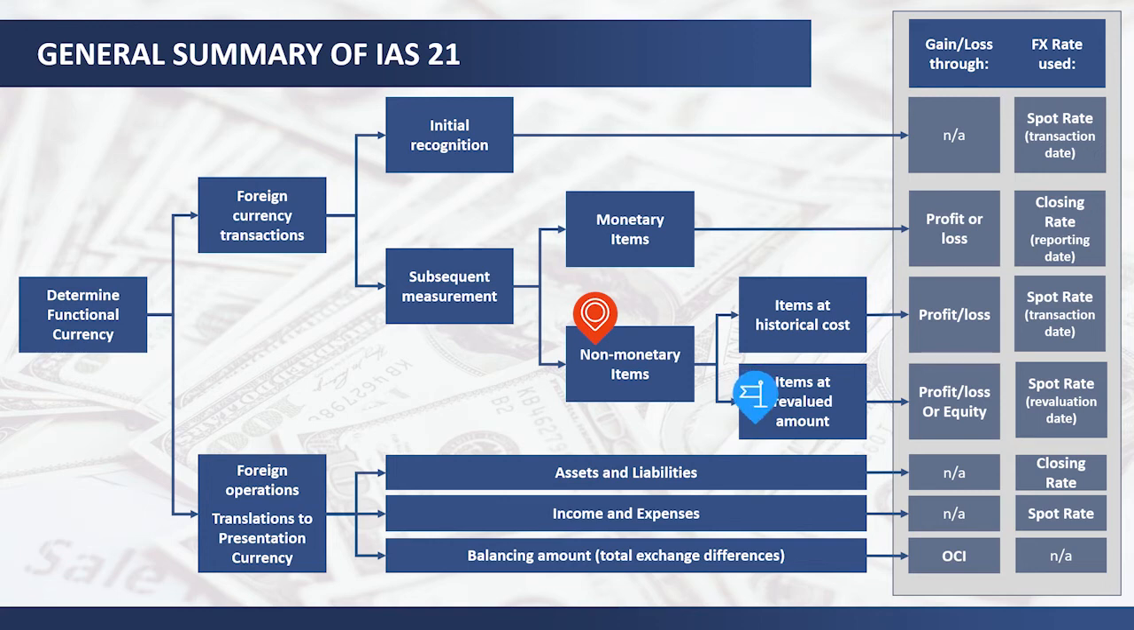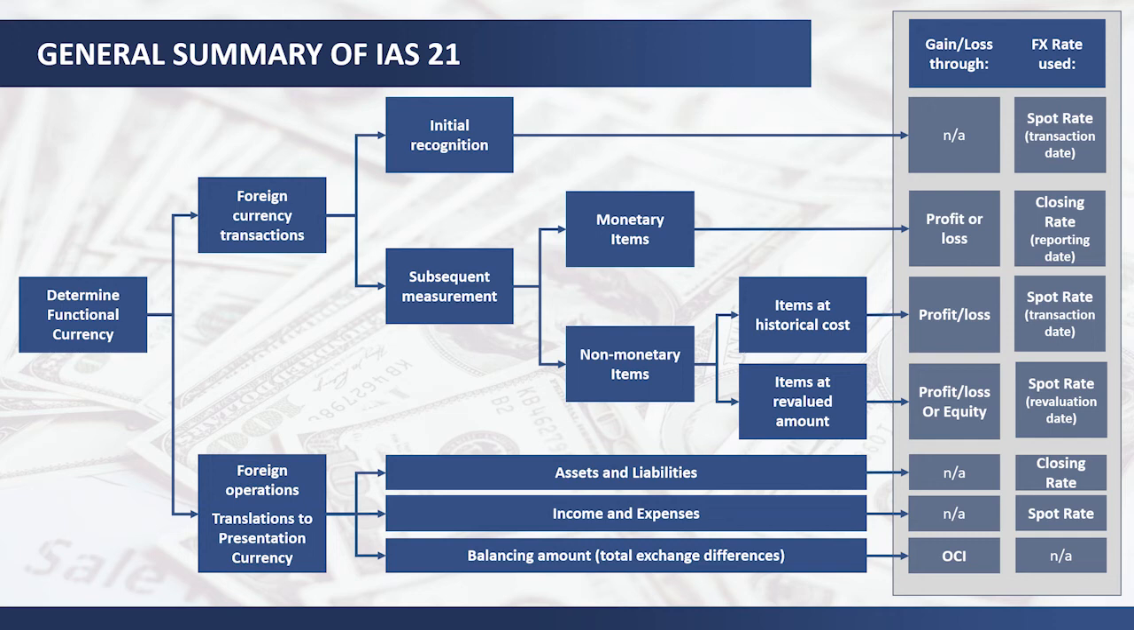For items at revalued amount, such as most investment properties at fair value, the item is translated using the spot rate as at revaluation date, and any gain or loss from FX fluctuations will follow where the revaluation gains of this asset are recorded. So it can be through P&L or equity or OCI, depending on the type of asset or liability. By now, we have already covered approximately half of the coverage of IAS 21.